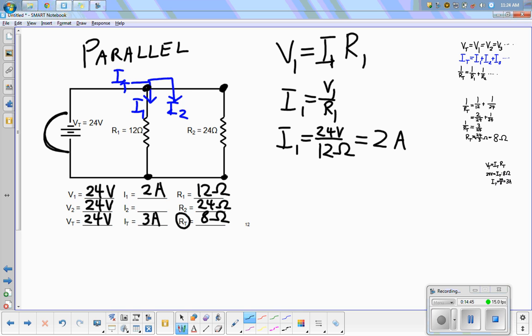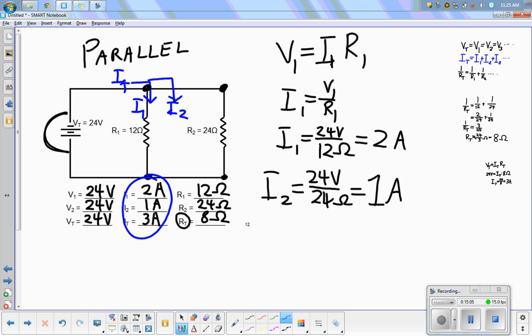Current 2 is 24 volts divided by 24 ohms. No problem getting 1 amp down here for current 2, and you can see that current 2 plus current 1 adds up to current total. So this is how to deal with a parallel circuit.